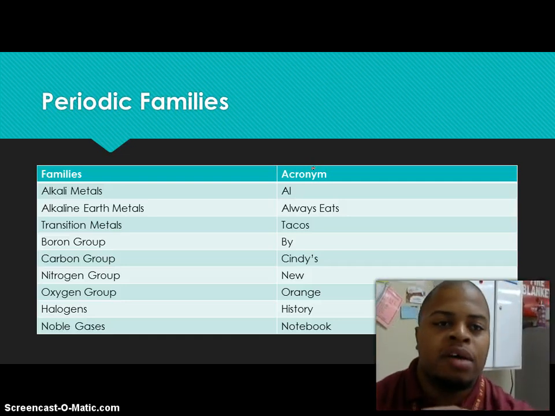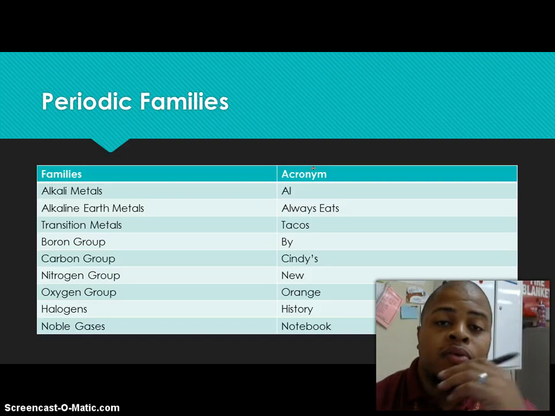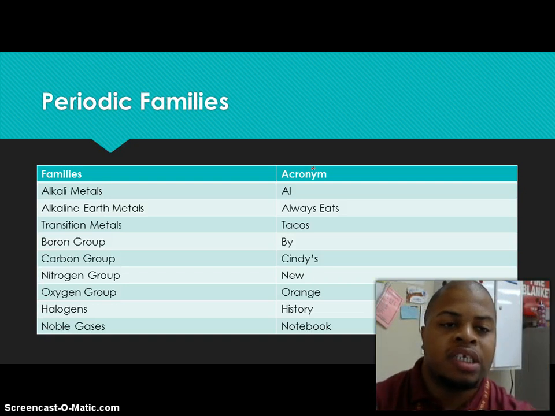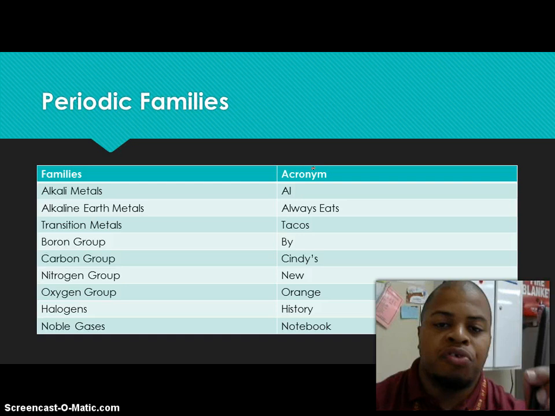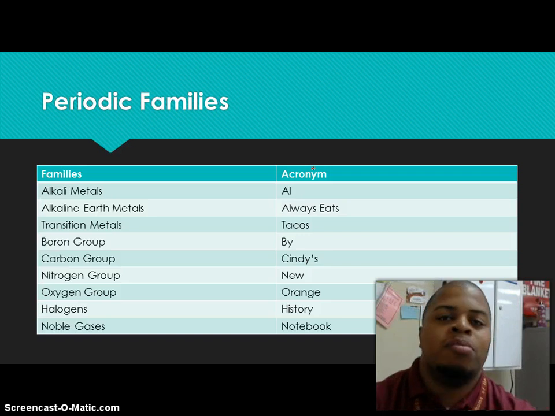This is a little acronym that we're going to use in order to remember the names of the groups. With remembering the names, it'll also go back to the properties. Again, go back to that video on the periodic table so you can actually see what some of the properties of these families are. But just remember, Al always eats tacos by Cindy's New Orange History Notebook. Sounds like a very weird statement, but it's okay.